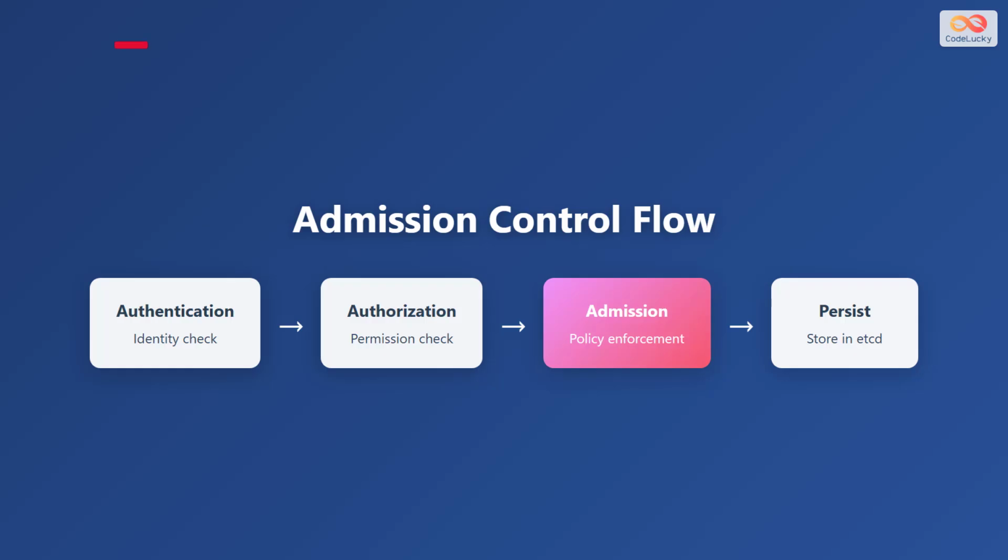To understand where validating webhooks fit, let's look at the complete admission control flow in Kubernetes. When a request reaches the API server, it first goes through authentication, where the system verifies the identity of the requester. Next comes authorization, which checks if the authenticated user has permission to perform the requested action. Then comes the admission phase, where our validating webhooks enforce custom policies. Only after passing all these checks is the resource finally persisted to etcd, the Kubernetes data store. This multi-layered approach ensures comprehensive security and compliance.